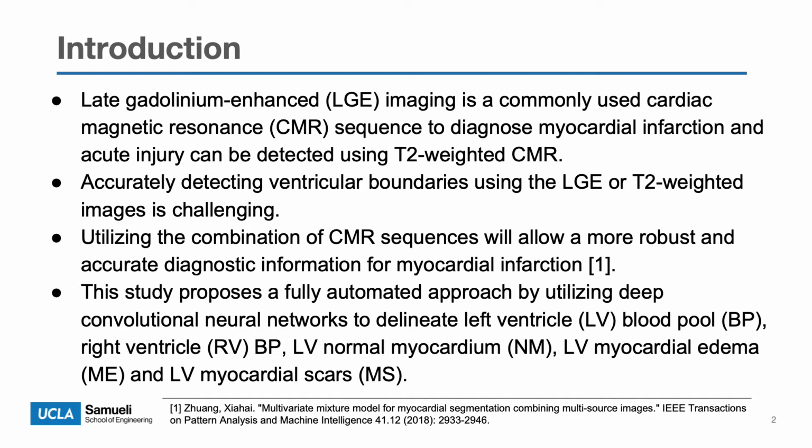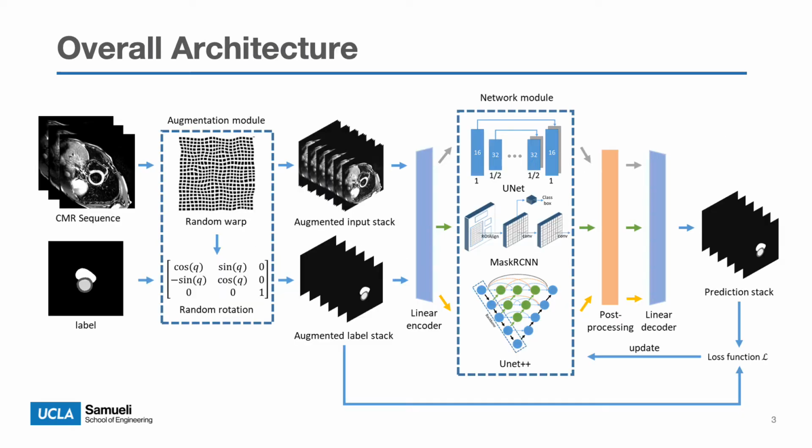In this study, we utilized deep convolutional neural networks to delineate left ventricular blood pool, right ventricle blood pool, left ventricle normal myocardium, left ventricle myocardial edema, and left ventricle myocardial scars. As shown in the figure, our proposed method is fully automatic and utilizes no additional data other than the training set provided by the challenge organizers. The details of each module are introduced in the following sections.